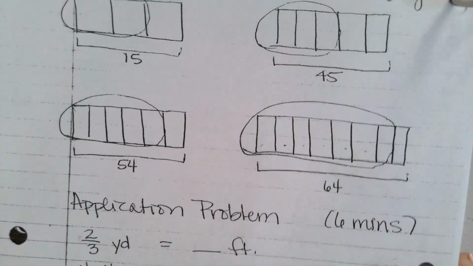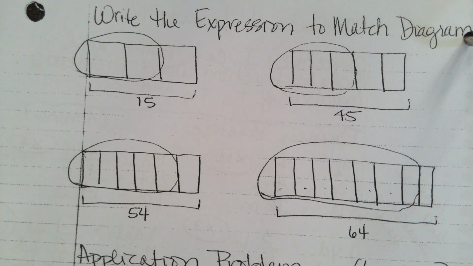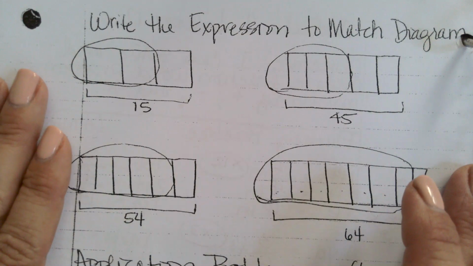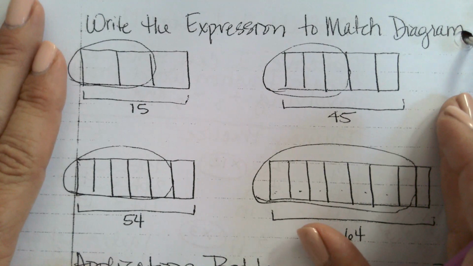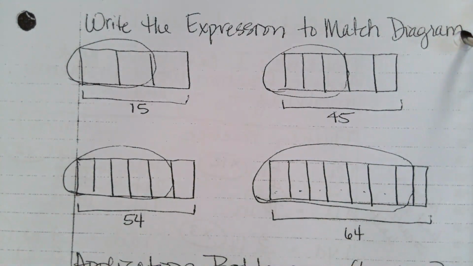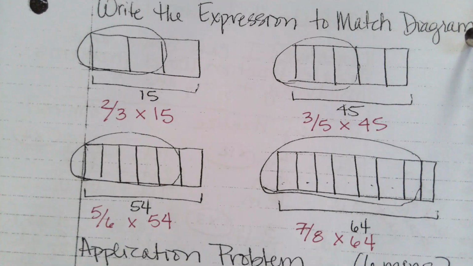So now, does writing an expression to match the diagram make more sense? You're going to have to create a word problem or a story problem based on a diagram. Can you write down the expression? So you're writing the expression to match the diagram. You do not have to solve. Just write the expression. Let's see how fast you can do these 4 problems. Go. All right, how did you do? If you solved it, bonus.